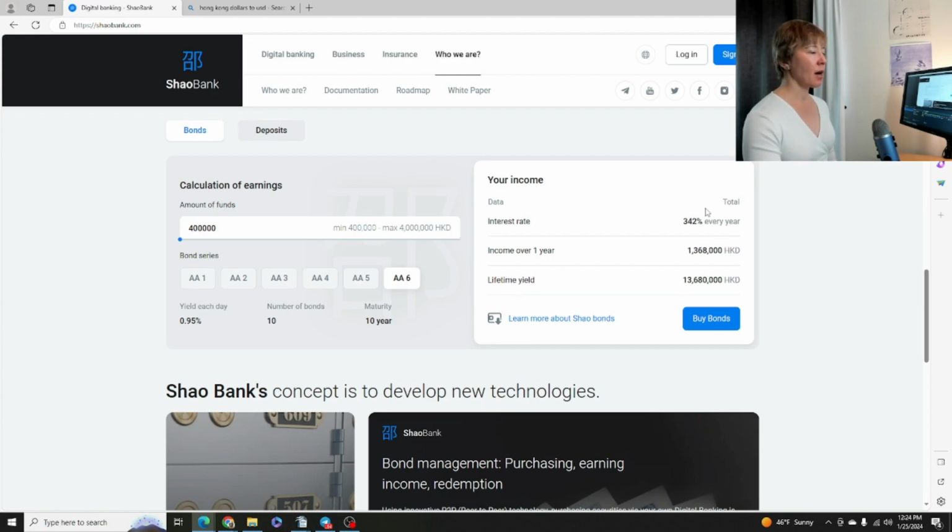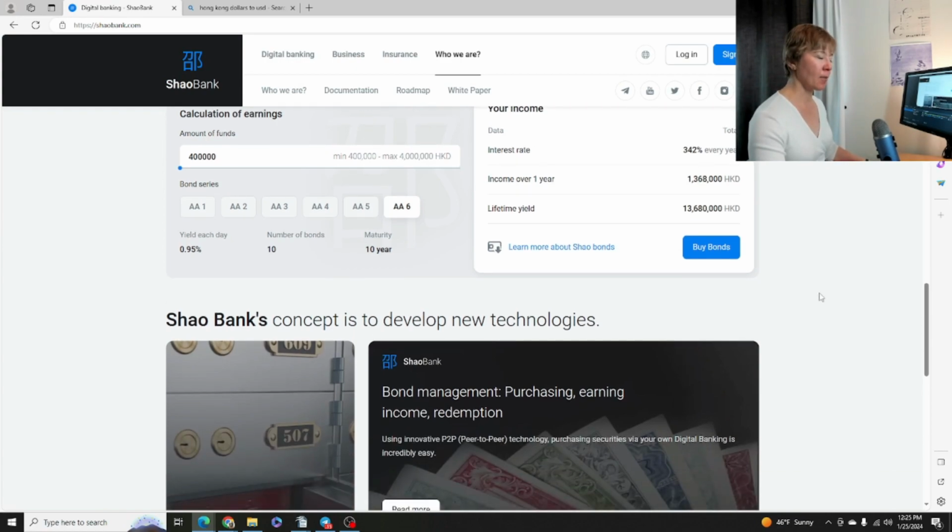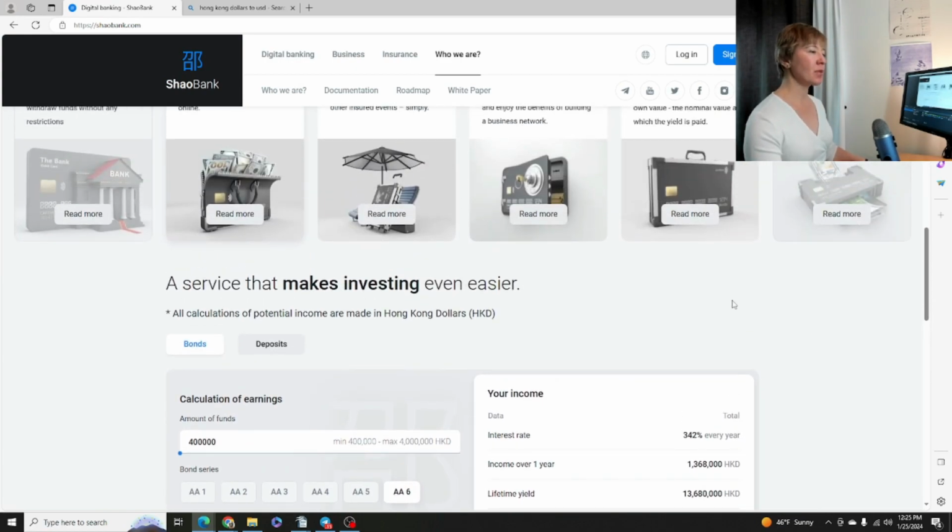So again, use this converter here to know what that will be in the currency of your country to understand what it is. Last but not least, the AA6 bond series is going to be a minimum deposit of 400,000 Hong Kong dollars all the way up to 4 million Hong Kong dollars. You'll be getting an interest rate of 342% every year. This is what we have per year, and this is what we have for the lifetime. So these are the plans, or the bond series as they are known here. And this is what you can invest in.